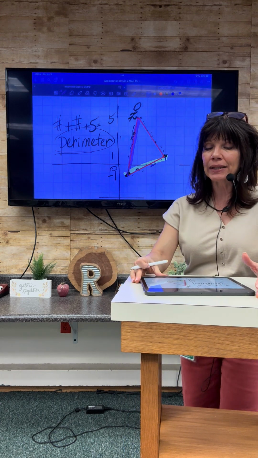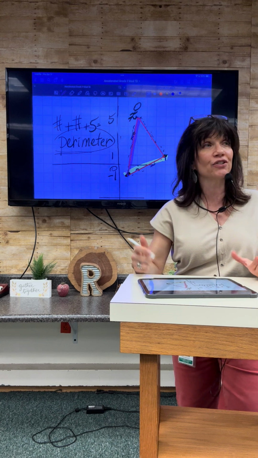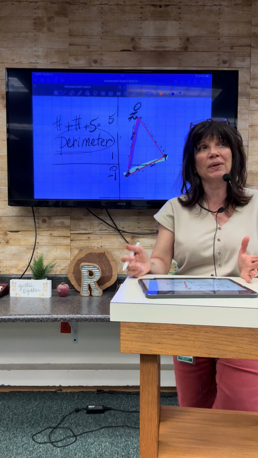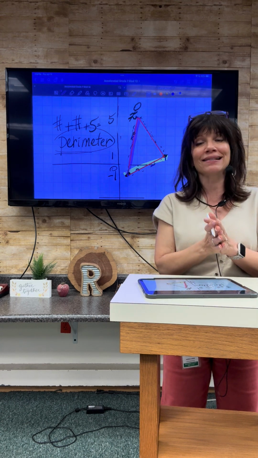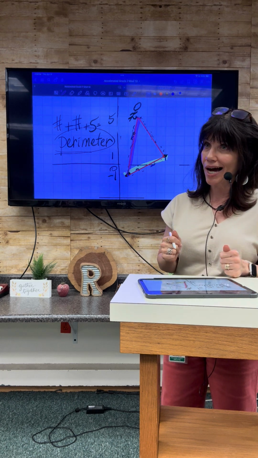Okay. Now in the case of this particular triangle, do you notice that all of the lines are going diagonally through spaces? None of them are landing conveniently on spaces that we can count. So here's what I want you to think. Oh yes, I remembered how to find the measurement of a diagonal line.